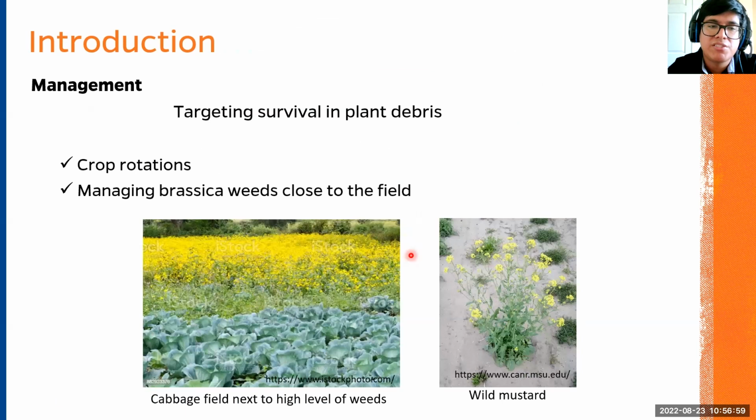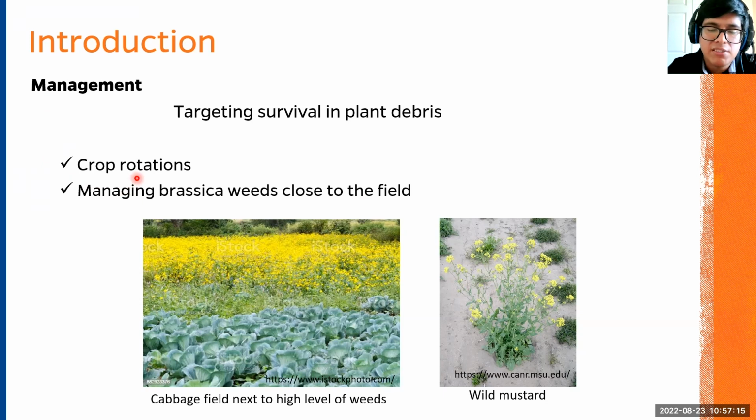Now, knowing about the disease cycle is very important, because knowing that, we can actually target management tools. So, for example, we know that XCC can survive in plant debris. So in order to establish some management tools, we have crop rotations.